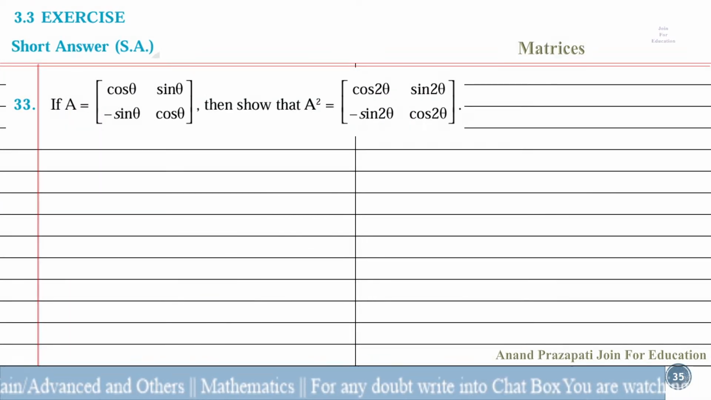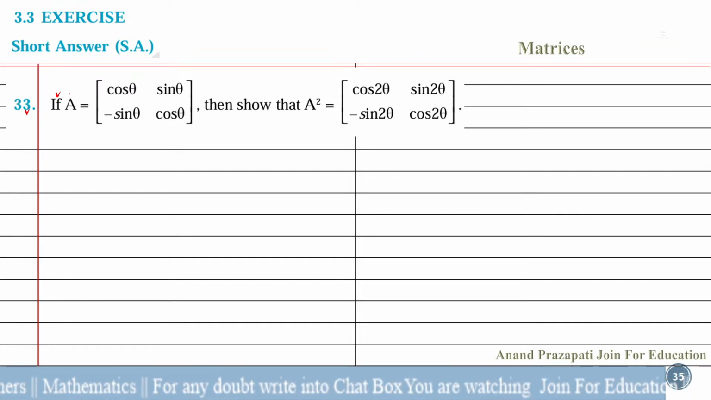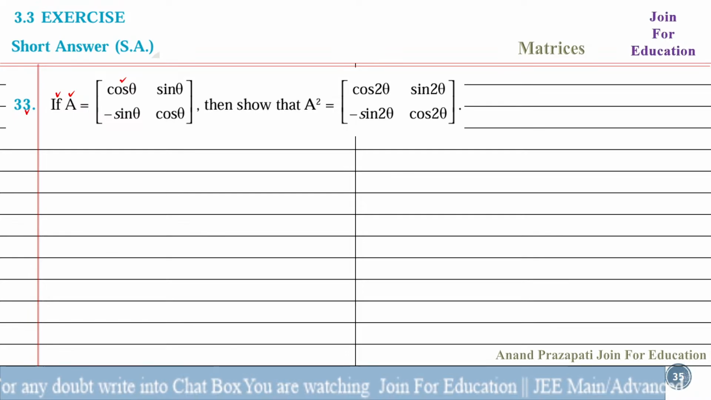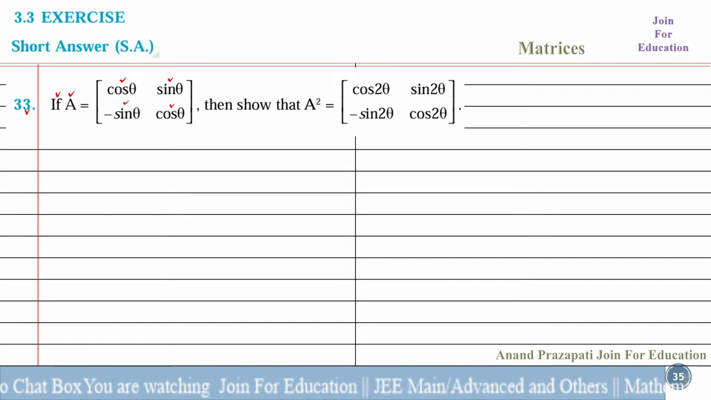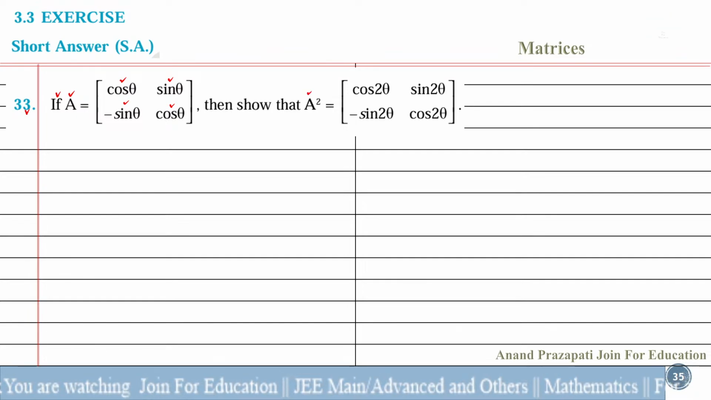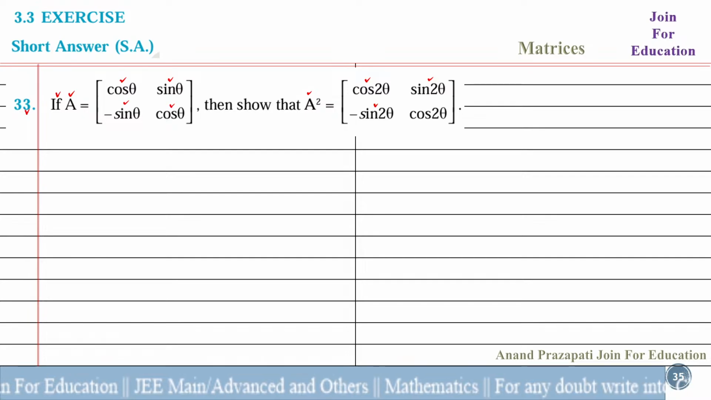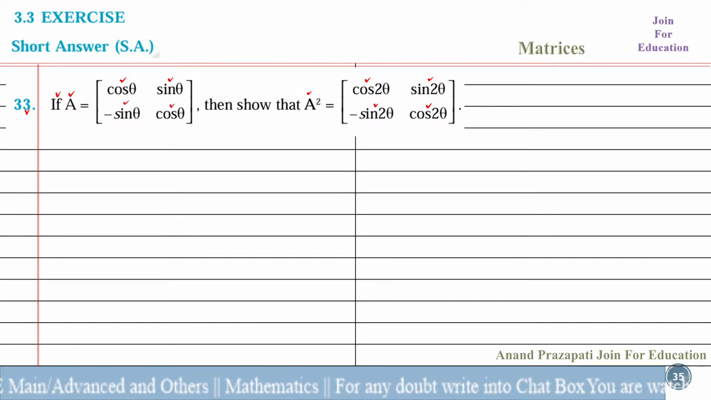Let's see question number 33. If matrix A equal to [cos theta, sin theta; minus sin theta, cos theta], then show that A square equal to [cos 2 theta, sin 2 theta; minus sin 2 theta, cos 2 theta]. Let's see the solution of this question.